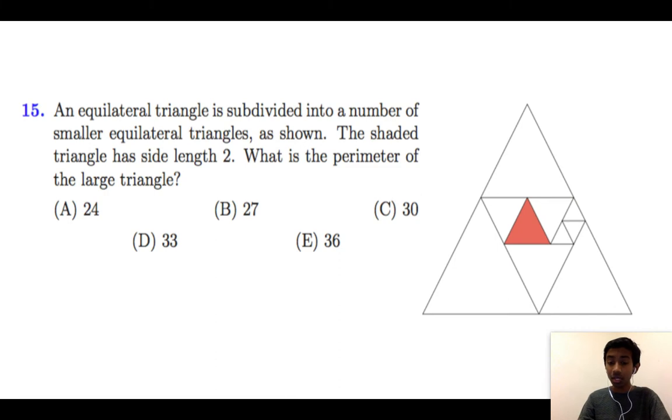This is one of those tricky questions, I guess. An equilateral triangle is subdivided into a number of smaller equilateral triangles, as shown. The shaded triangle has side length 2. What is the perimeter of the large triangle? Okay, so they're asking us the perimeter of the large triangle, and they're telling us this red is 2, right?